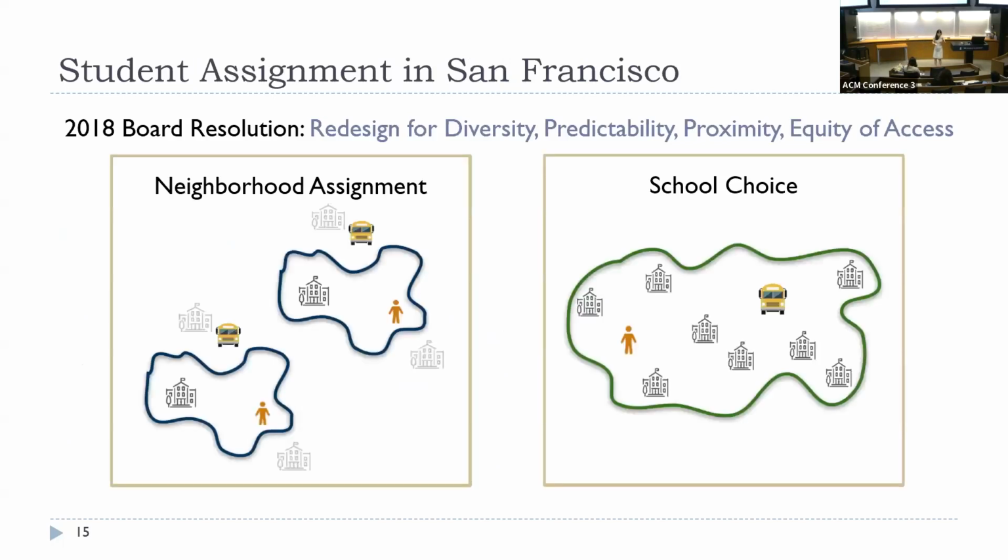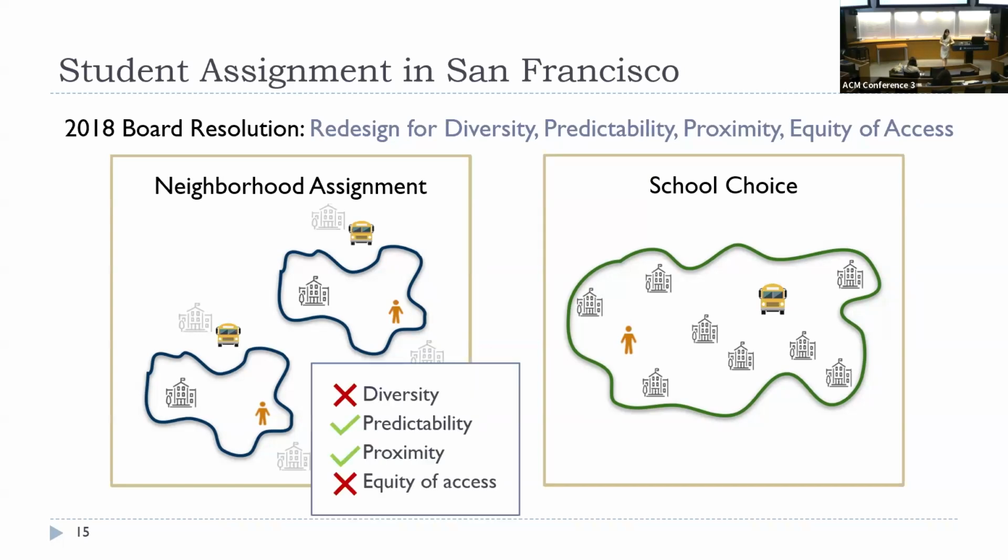The two policies that they were kind of considering first are the ones that usually come up first in the public policy discussion. There's neighborhood assignment, which is probably one that most of us grew up with, which is you just go to your neighborhood school. The problem with neighborhood assignment is that because the neighborhoods are segregated, the schools are also going to be segregated.